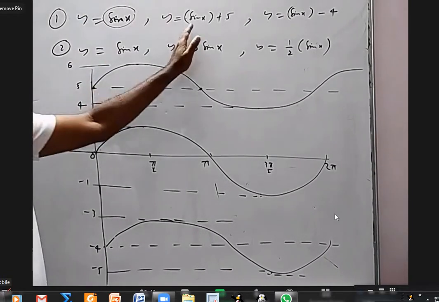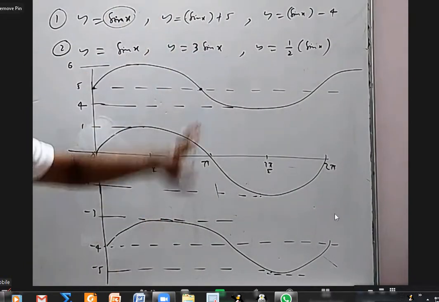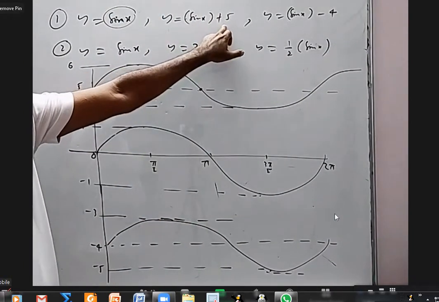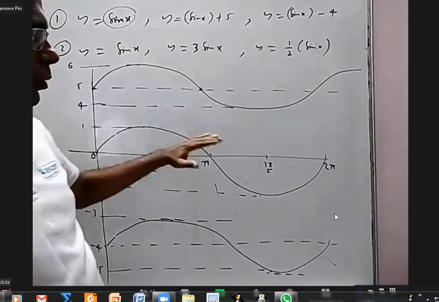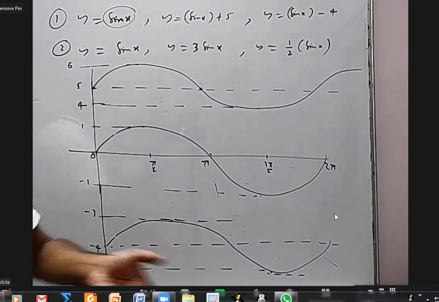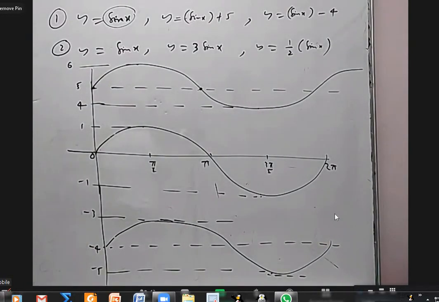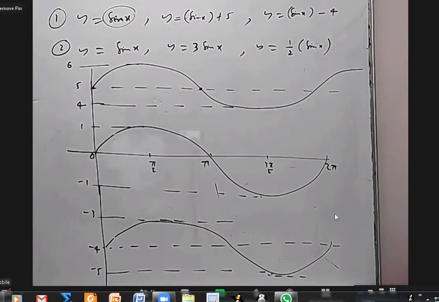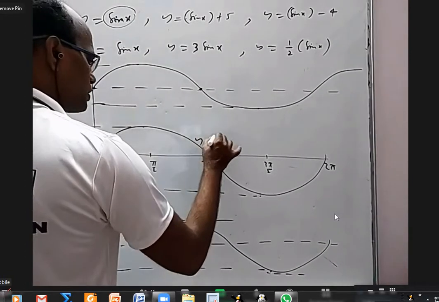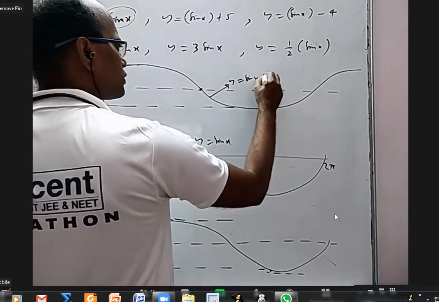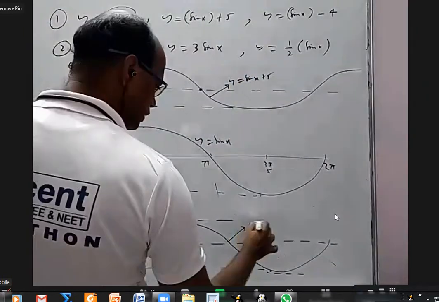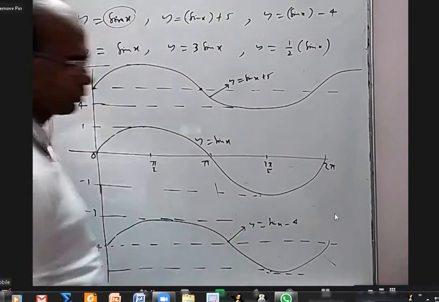Basically, you take any graph, not only sin x, e power x, some other graph. When you add a number, you are moving the graph up. If you are subtracting a number, you are moving the graph down. Doesn't matter whether sin x, tan x, cos x, e power x, x square, anything. Is it okay? So this is y equal to sin x. This is y equal to sin x plus 5. This is y equal to sin x minus 4.